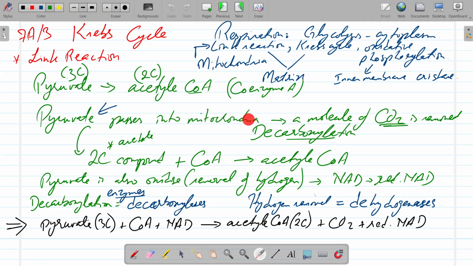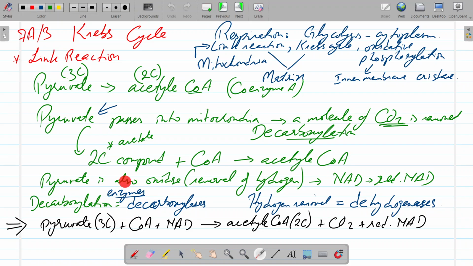So the pyruvate passes into the mitochondria, and a molecule of carbon dioxide is removed from the pyruvate, from the 3-carbon molecule. That is called decarboxylation. A 2-carbon compound is formed, which is combined with coenzyme A to form acetyl coenzyme A.